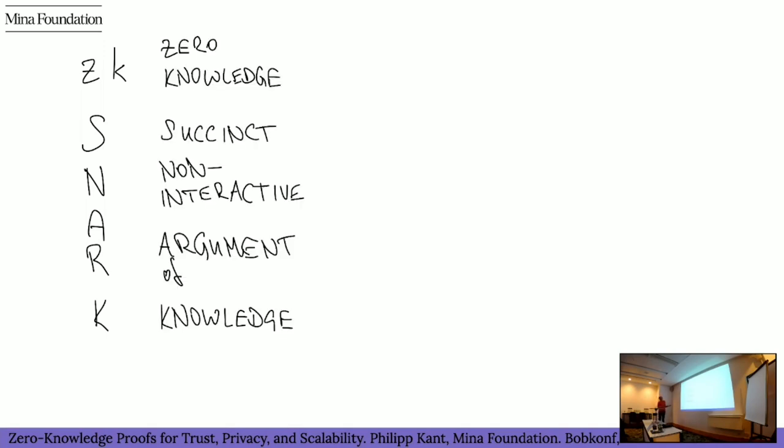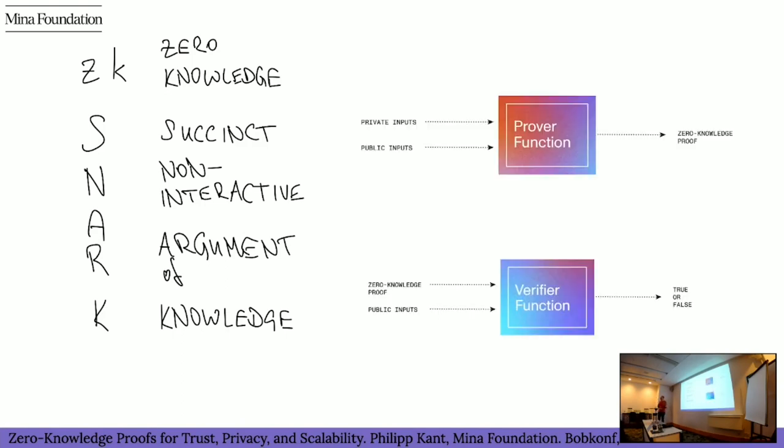It's an acronym standing for zero knowledge, succinct, non-interactive argument of knowledge. So let's unroll that from the back. An argument of knowledge is basically a proof. It's a protocol between two parties, between a prover and a verifier. And the prover wants to convince the verifier that some statement is true. And there are different kinds of argument of knowledge protocols. And this SNARK is a particular flavor.